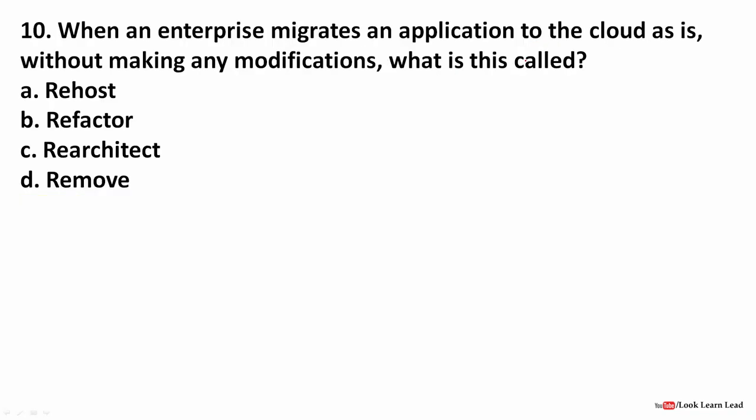Next, when an enterprise migrates an application to the cloud. Suppose first we have an application 1. Now this application has been migrated to a cloud as it is, without making any modification. So we are migrating this application to a cloud, but we are not modifying it. We are just hosting the application from here to the cloud. So this is rehost. There is no modification. If some modification is there, then it would be either refactor or re-architect. Generally it would be re-architect.